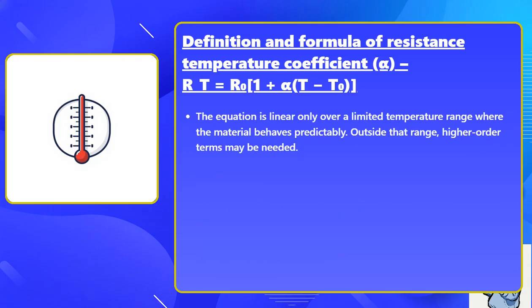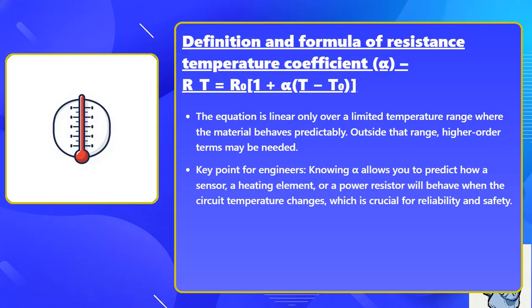The equation is linear only over a limited temperature range where the material behaves predictably. Outside that range, higher order terms may be needed. Key point for engineers: knowing alpha allows you to predict how a sensor, a heating element, or a power resistor will behave when the circuit temperature changes, which is crucial for reliability and safety.